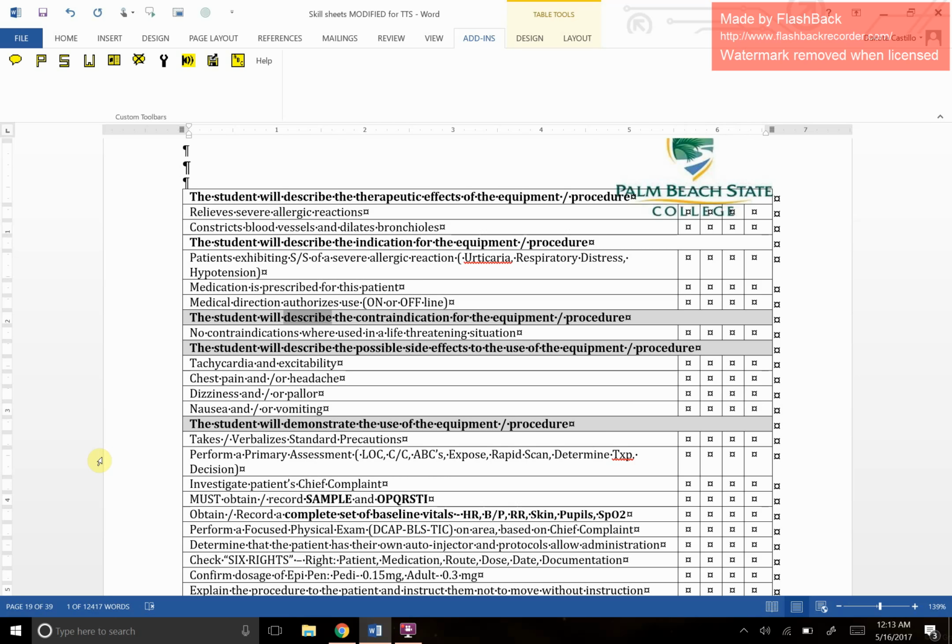The student will describe the contraindication for the equipment/procedure. No contraindications when used in a life-threatening situation. The student will describe the possible side effects to the use of the equipment/procedure. Tachycardia and excitability. Chest pain and/or headache. Dizziness and/or pallor. Nausea and/or vomiting.